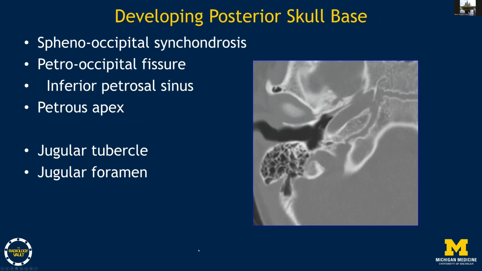Okay. When you look at kiddos, you'll see a lot of things that aren't fractures, they're synchondroses. And these are some things that you'll see as you image smaller humans as they're developing their posterior skull base.